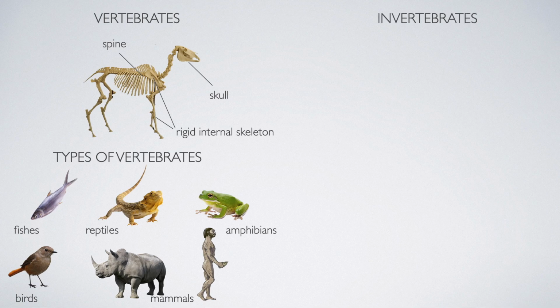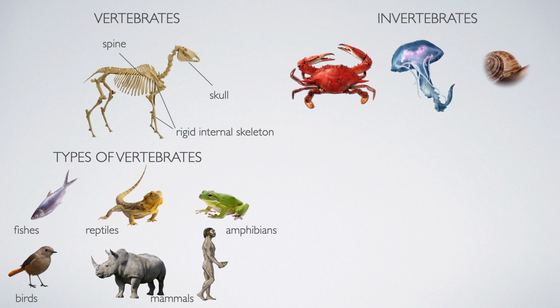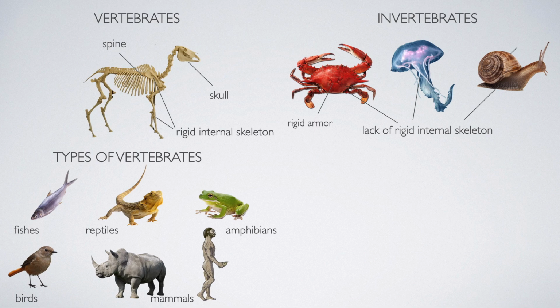Second, invertebrates. The second group consists of animals that do not have a rigid internal skeleton. We call them invertebrates or invertebrate animals. Some of these animals, such as earthworms and leeches, have a naked body. Other invertebrates have bodies covered with rigid armor or shells. An example of rigid armor is a crayfish, and an example of shells are most snails.